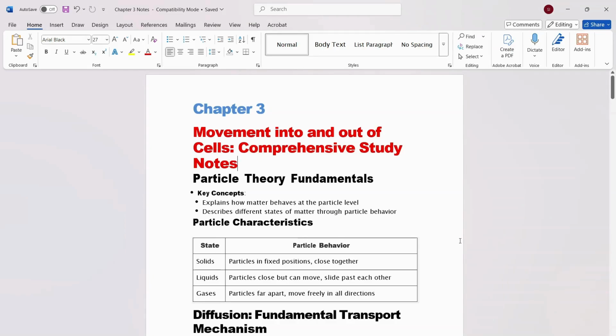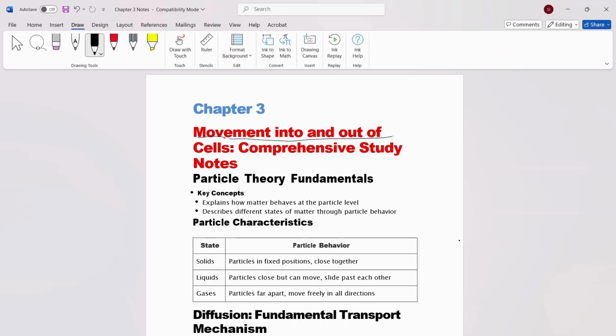Hi guys, let's start with our chapter 3 today. Our chapter 3 name is Movement into and out of cells. So we are focusing on how the cells are having different movements.